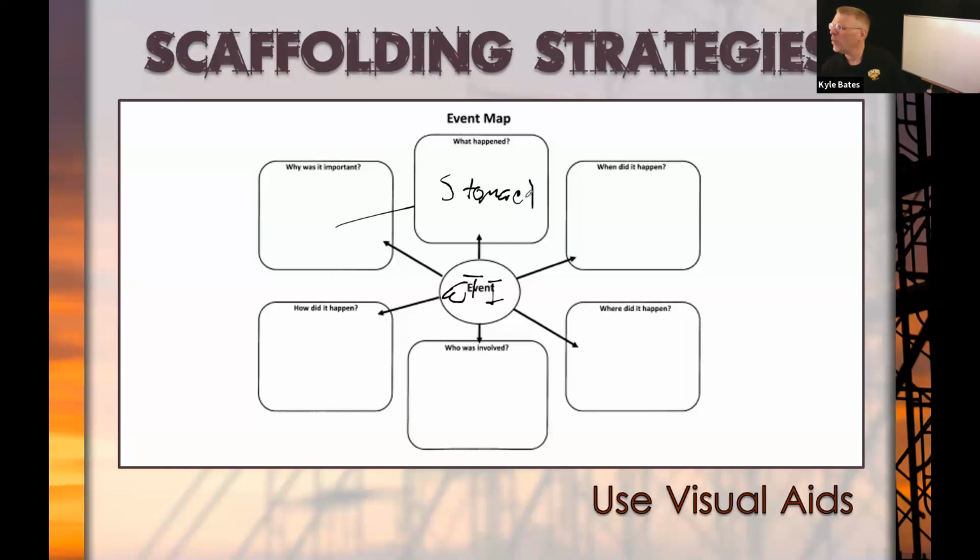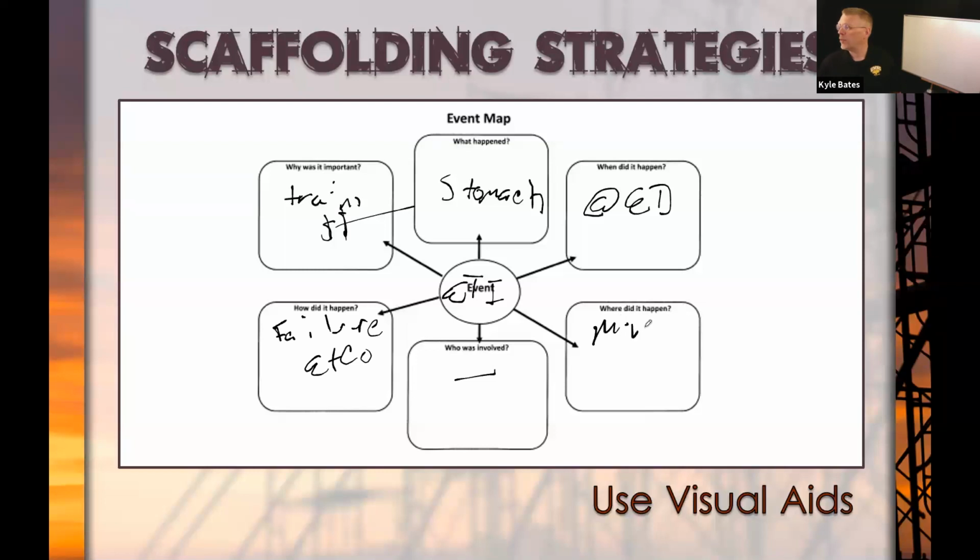So, when did it happen? It happened at, unfortunately, maybe we'll give a bad outcome. Is that the emergency department? Why is this important? Training, lawyers and money. How did it happen? Failure to use capnography, CO2. Who was involved? And where did it happen? And maybe it was the move. So using an event map can help us and help students kind of work through things.